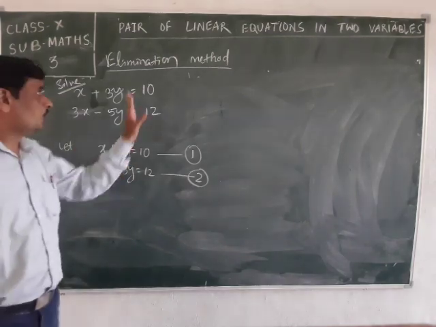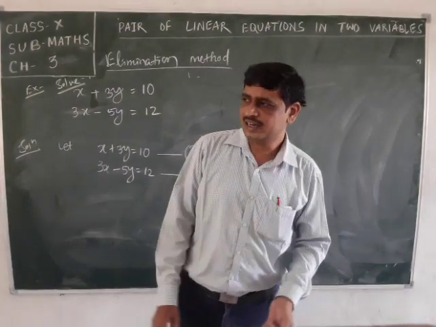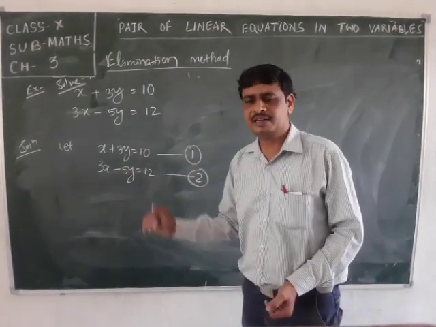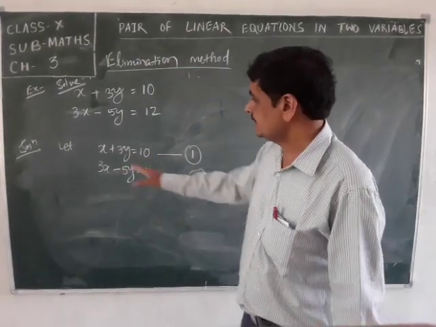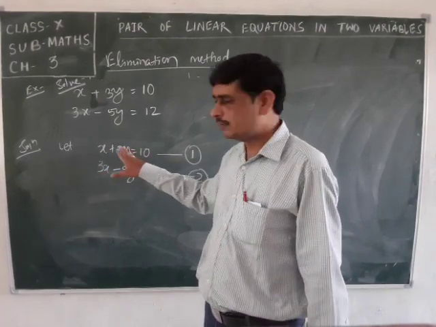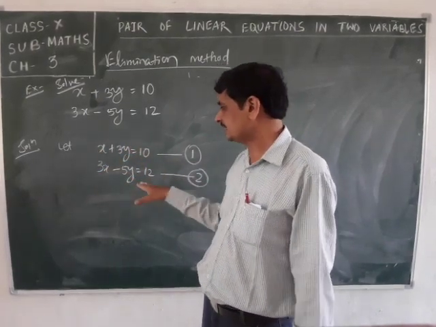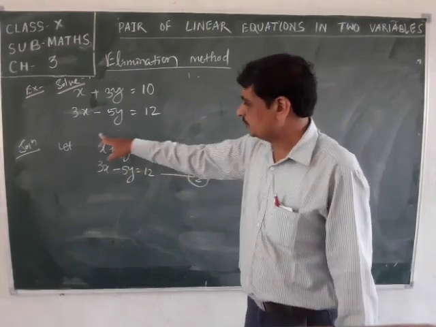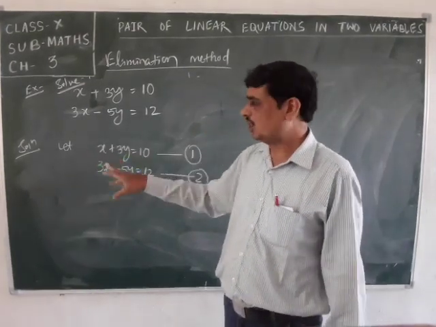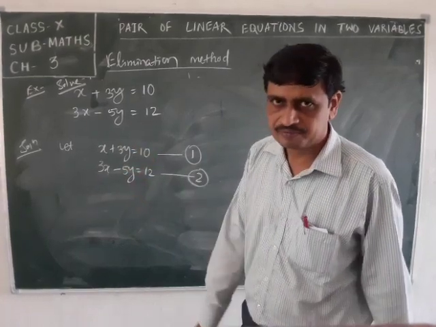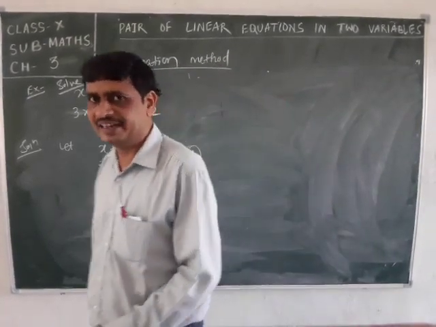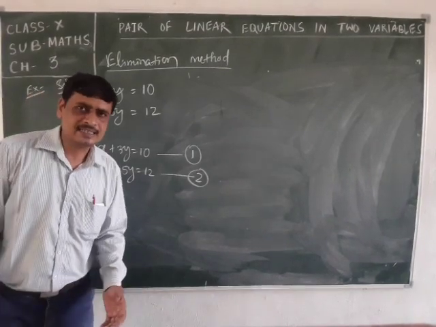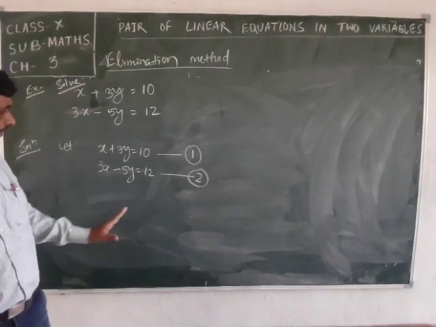We have to follow the elimination method. That means we have to remove any one variable from this pair of equations. Since this equation contains two variables x and y, and this equation also contains x and y, either we can remove the variable x or the variable y. To remove any variable, we have to remove the terms which contain that same variable, right?